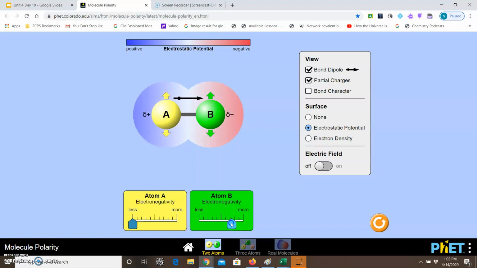All right, now notice what's happening as we do that. The bond dipole is getting stronger, larger. The partial positive and negative charges are getting larger. So as I said, when we make atom B much more electronegative than atom A, it becomes more polar, and we can tell that because the partial charges are getting bigger, the bond dipole is longer, and the colors of the electrostatic potential map are much deeper.